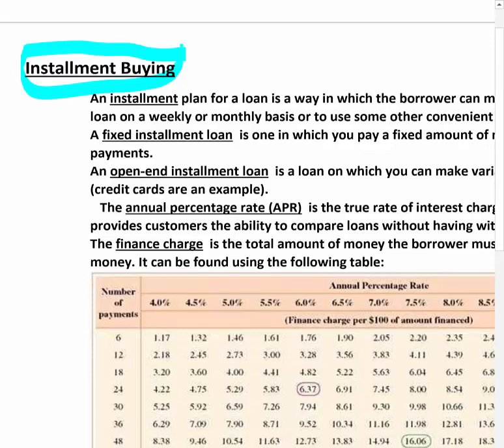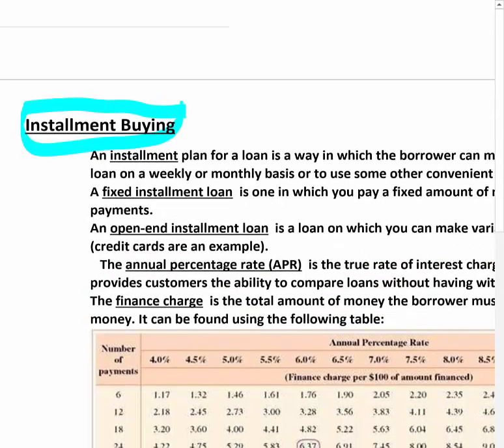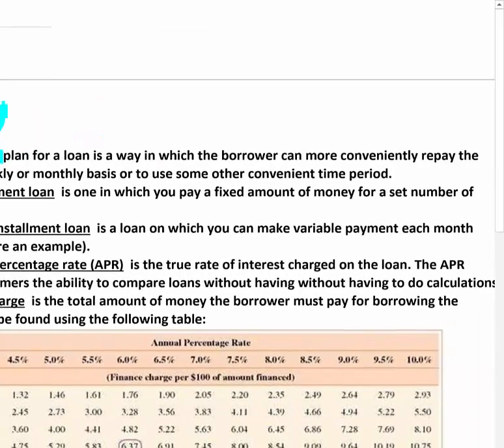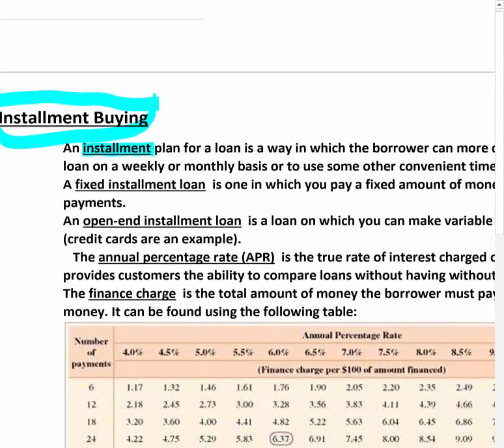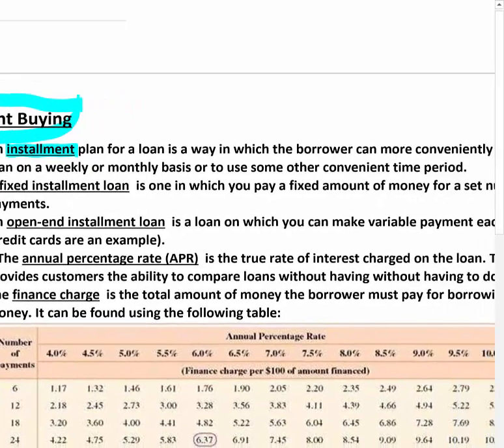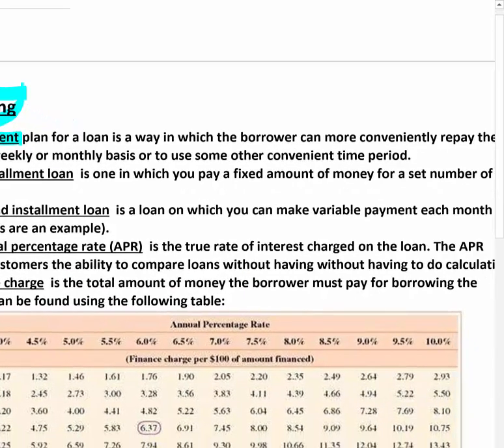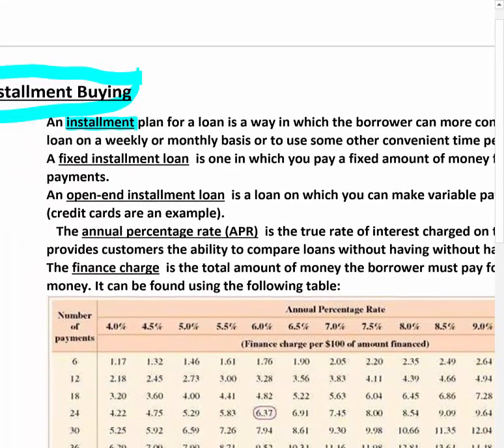So let's see. There are a few new definitions in this section. First, an installment plan for a loan. It's a way in which the borrower can more conveniently repay the loan on a weekly or monthly basis, or to use some other convenient time period. That should probably sound familiar, like a credit card is kind of like that. It's sort of like a loan, although the amount changes every time because you're spending more money and putting it on the credit card as you go.